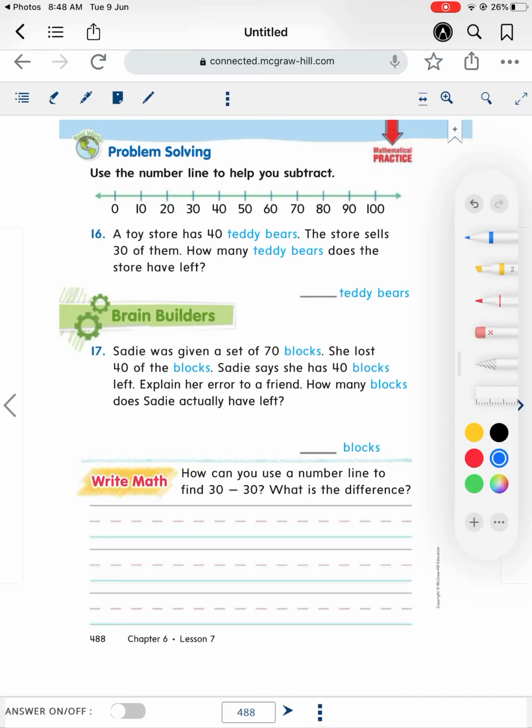Let me check if I have the same problems. Yeah, the same problem. That's great. So let's start here. Question 16. A toy store has 40 teddy bears. The store sells 30 of them. How many teddy bears does the store have left? The store used to have 40 teddy bears, but a lot of people love teddy bears, so they bought 30 of them. How many teddy bears are left?